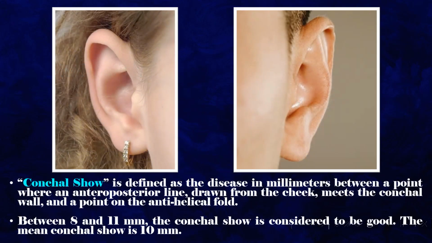Conchal show is defined as the distance in millimeters between a point where an anteroposterior line, drawn from the cheek, meets the conchal wall, and a point on the antihelical fold. Between 8 and 11 millimeters, the conchal show is considered to be good. The mean conchal show is 10 millimeters.